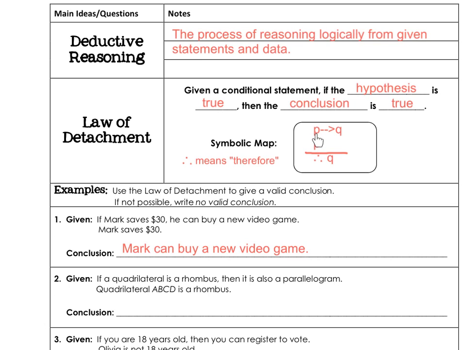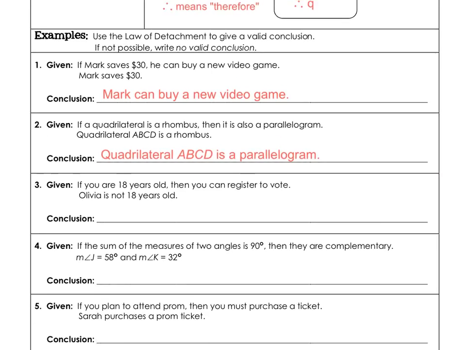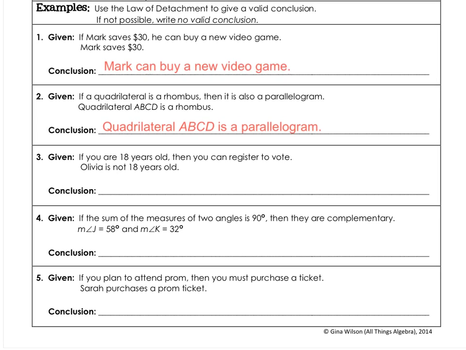So we have P implies Q, or a quadrilateral is a rhombus implies it's also a parallelogram. We've also been given P, quadrilateral ABCD is a rhombus. Therefore, we can conclude that ABCD is also a parallelogram. Continuing on, we'll see a few examples where we can't make a valid conclusion.